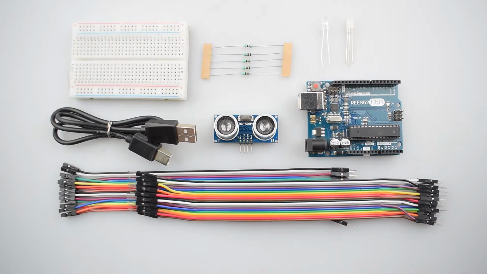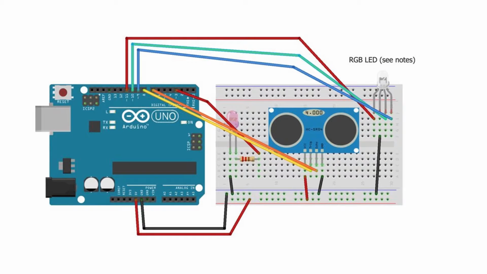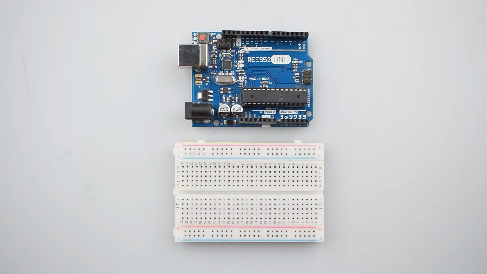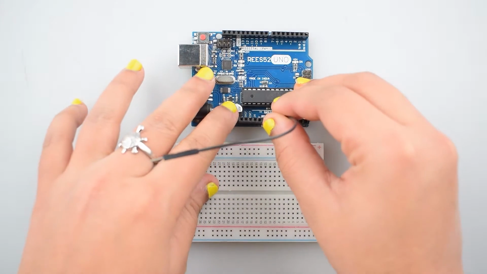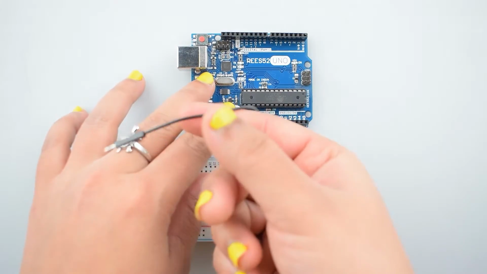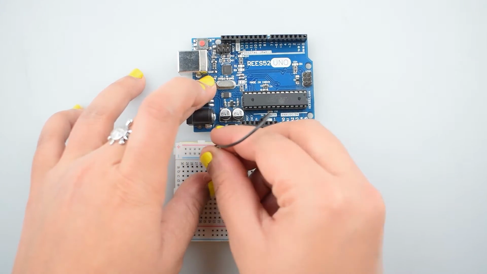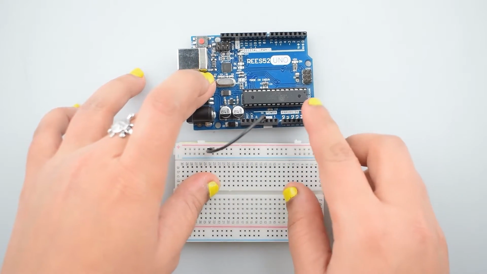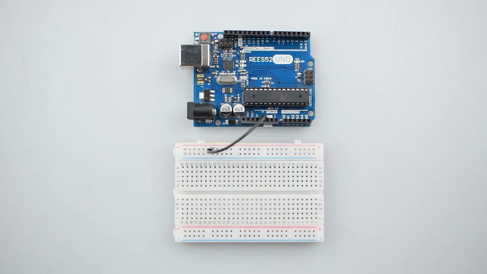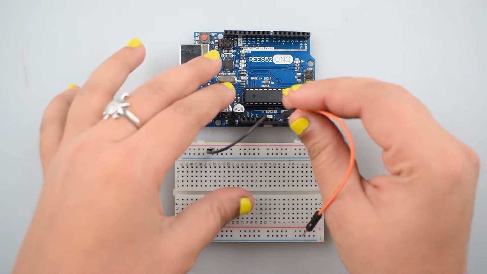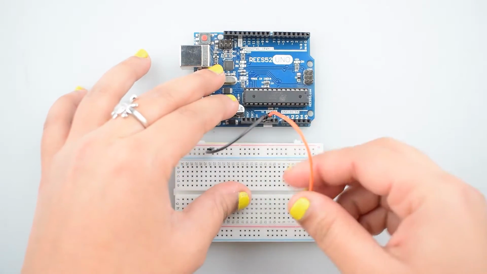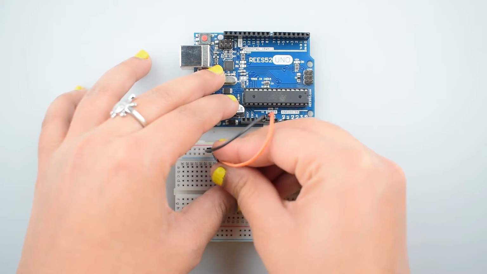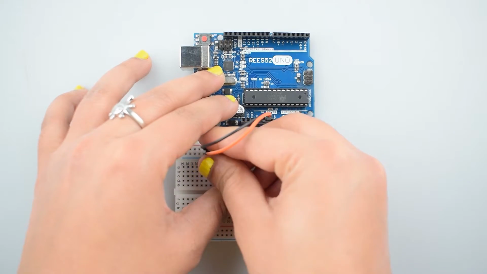So let's start making the project. And here is the circuit diagram. First of all, we will connect the 5-volt pin of Arduino Uno with the positive rail on the breadboard for making further positive connections. Then connect the ground pin of Arduino Uno to the negative rail on the breadboard for making further negative connections.